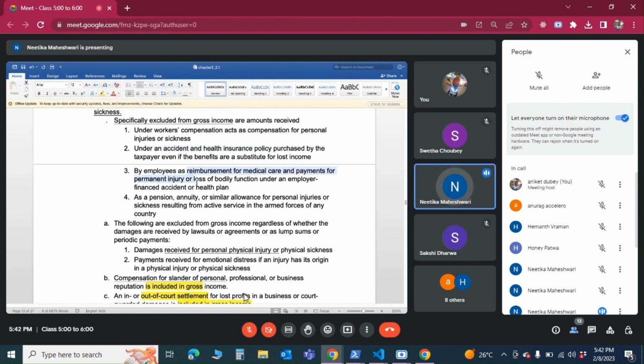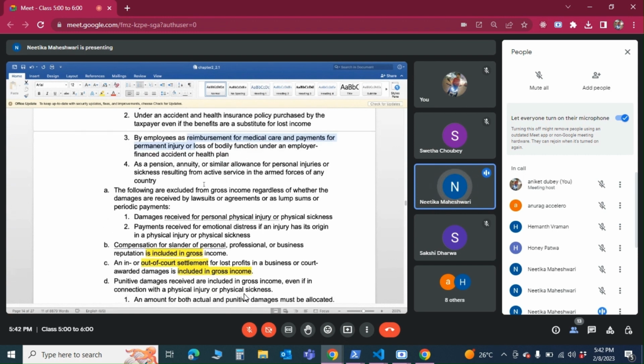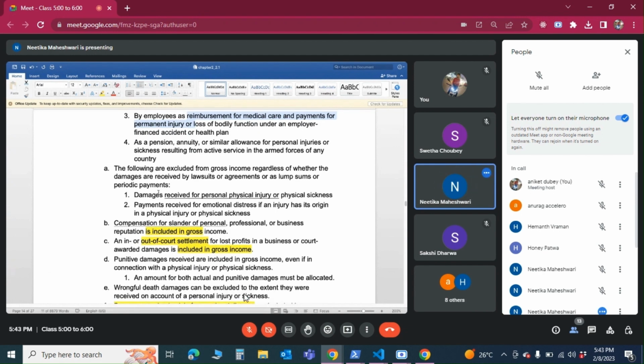Any reimbursement that the employer gives for medical care and all those things is not considered to be income. And any pension, annuity, or similar allowance for personal injuries and all is not considered to be income. These are the amounts which are excluded. Again, damages received for personal physical injury or physical sickness.